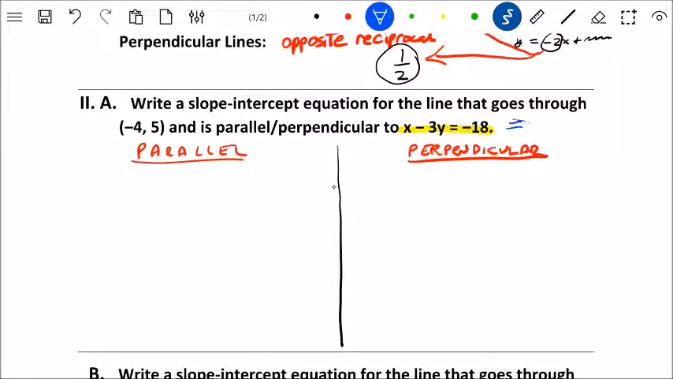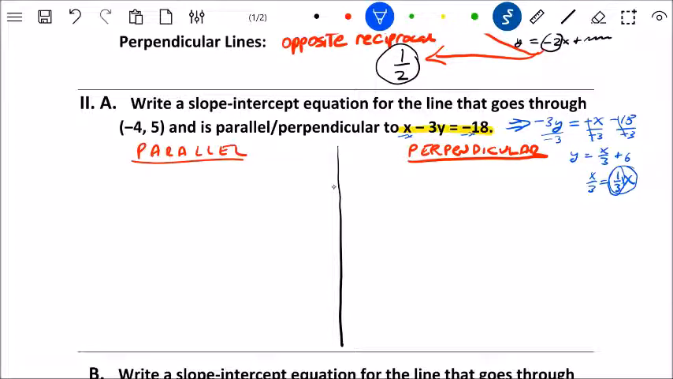So we will move the x over. I'm going to subtract x from both sides. And I have negative 3y is equal to negative x minus 18. I'm going to now divide by negative 3. So I get y is equal to x over 3 plus 6. Now, this is x over 3, which can be written as 1/3 x. And it's much better to write it this way because you can very clearly see the slope now.